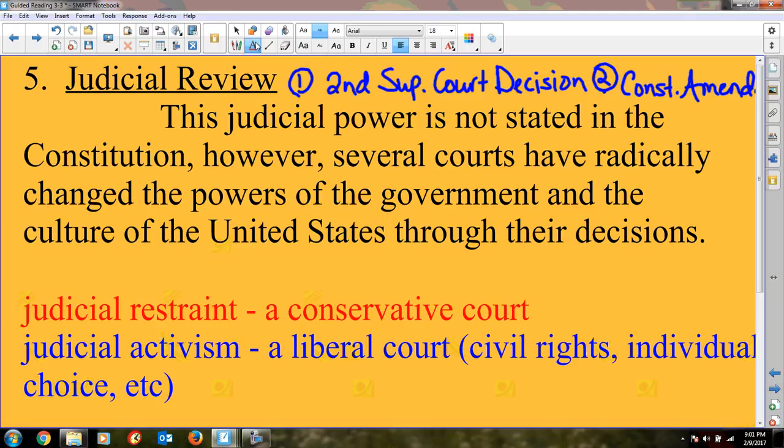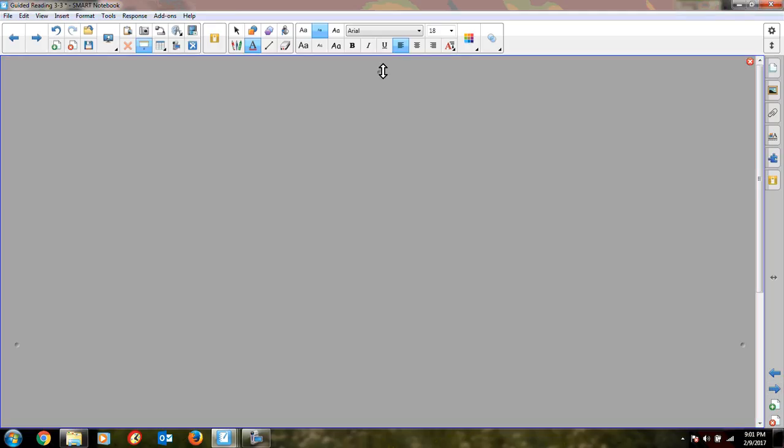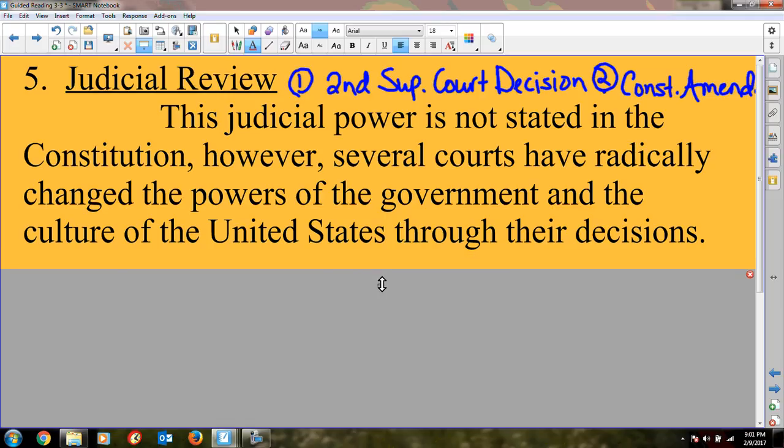And the last one, the one that we were talking about, is the idea of judicial review. Remember, judicial review is the ability for the courts to declare a law unconstitutional. Nowhere in the Constitution does it say that the courts have this. But in 1803, the courts decided to do that. And this has radically changed the powers of the government and the culture of the United States through their decision. Because a Supreme Court decision becomes law of the land. And the only way that you can overturn a Supreme Court decision is through a constitutional amendment.